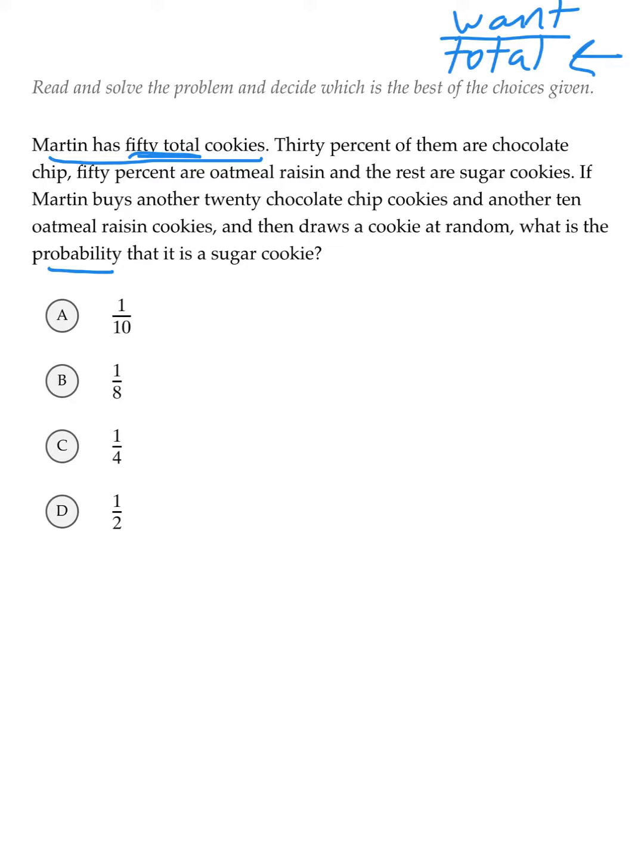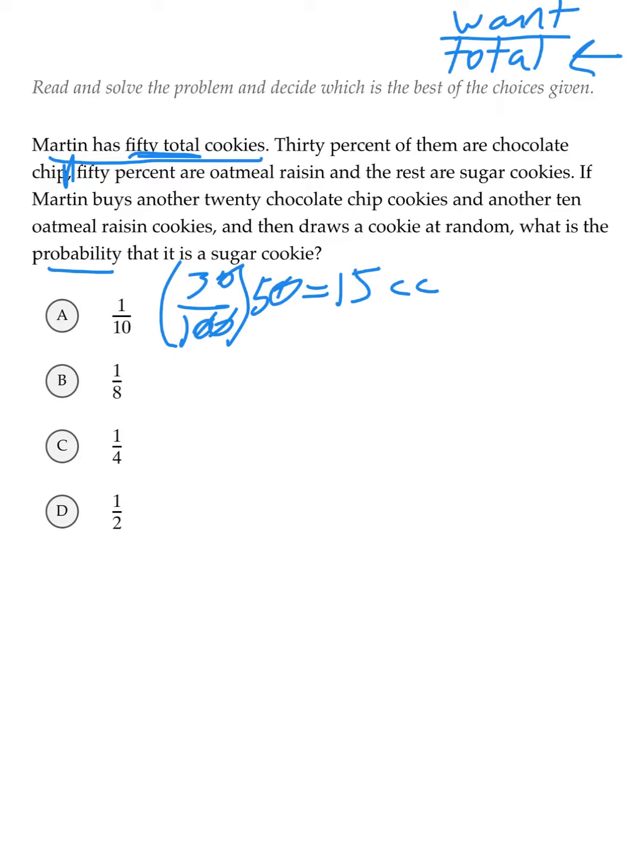So let's do that. 30% of those 50 cookies are chocolate chip. Let's stop there. First piece of information that the problem gives us about those 50 cookies. To find 30% of these 50 cookies, we would just take 30 over 100, because that's what 30% means. And we multiply it by the 50, which if we eliminated some zeros here in the numerators and denominators, we would get 3 times 5, which is 15 chocolate chip cookies.